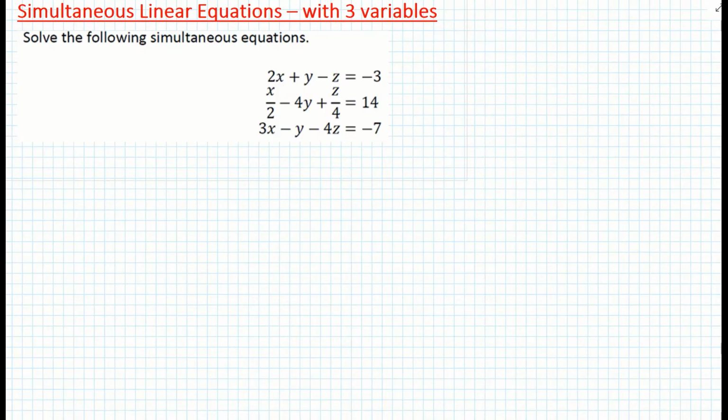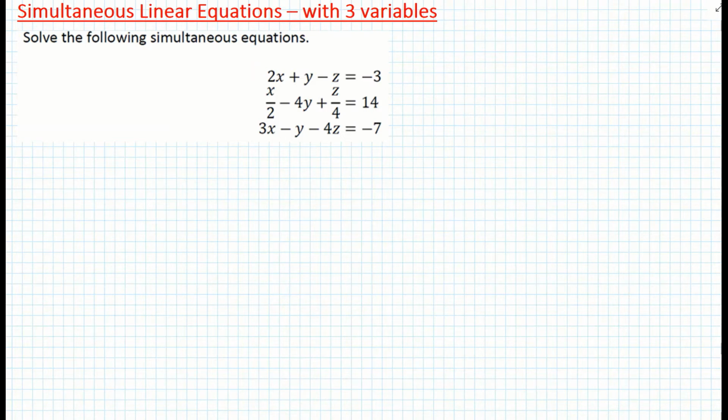This video we are looking at simultaneous equations with three variables. In my particular question here, my variables are x, y and z. In order to solve simultaneous equations with three variables, we want to basically eliminate one of the variables. So we want to bring it down to two variables, and then we solve them as we would normally with simultaneous equations. So what I normally do is I pair them up.